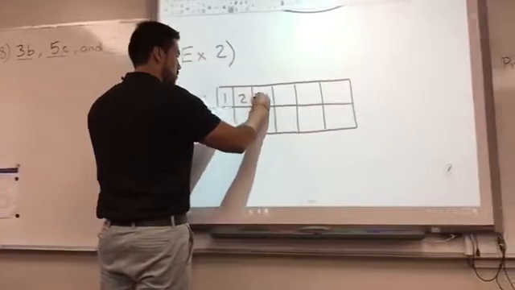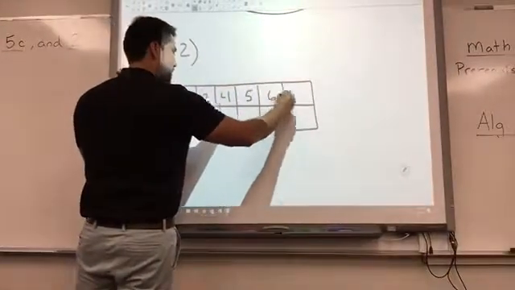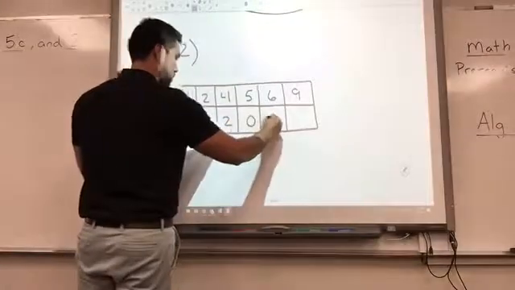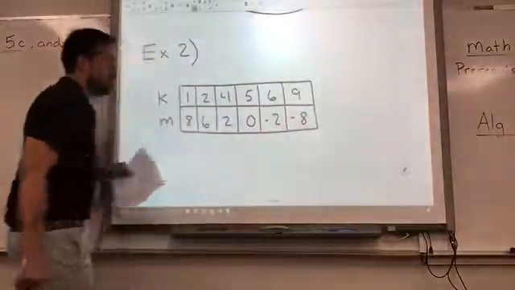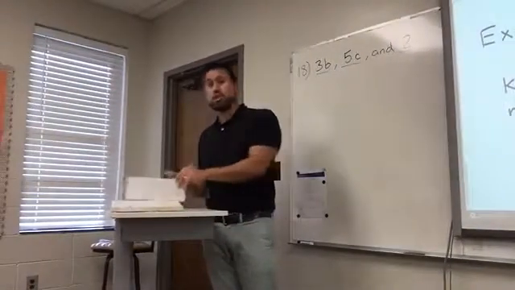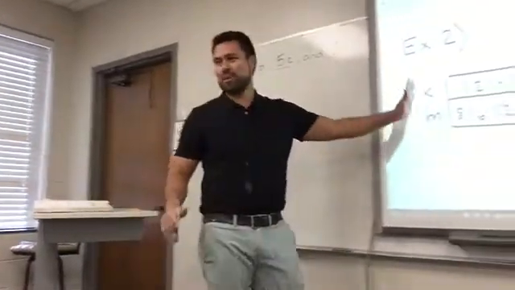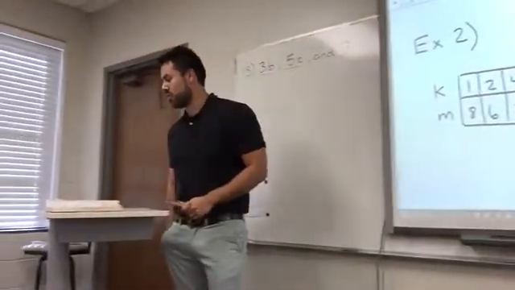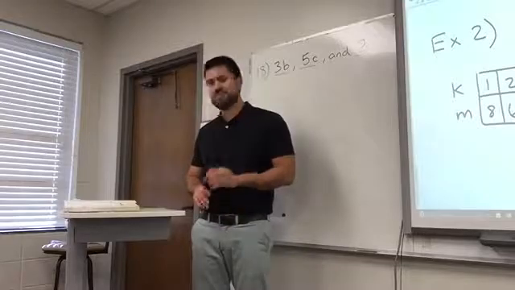You got 1, 2, 4, 5, 6, 9. And then 8, 6, 2, 0, -2, -8. All right, so they got that from that graph. Do you think you guys can come up with those ordered pairs from the graph? I think you can. You actually showed it on that quiz, which is good.